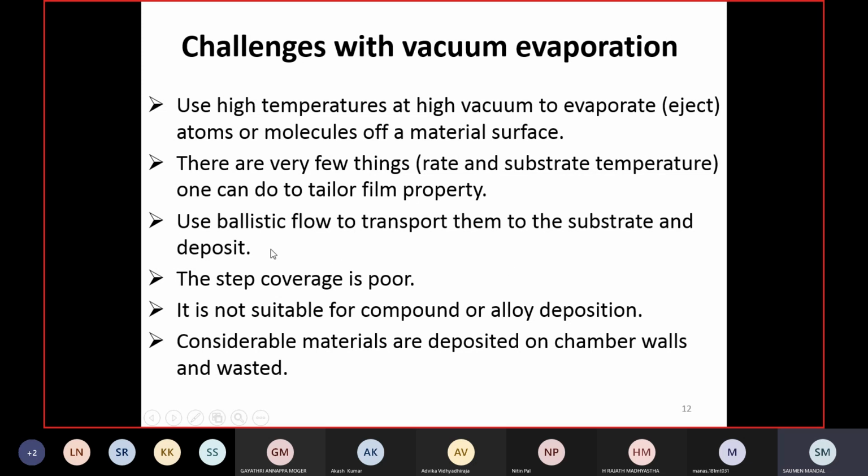Okay, so we have already seen in vacuum deposition how the flow pattern is, and the step coverage is poor in the case of physical vapor deposition. There is absolutely no such problem in the case of sputtering. PVD is also not suitable for compound or alloy deposition, and considerable material is deposited on the chamber wall and wasted. So all these things can be overcome in this case. Okay, so with this I would like to wrap up.